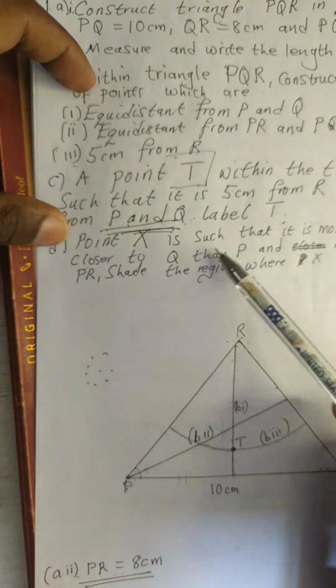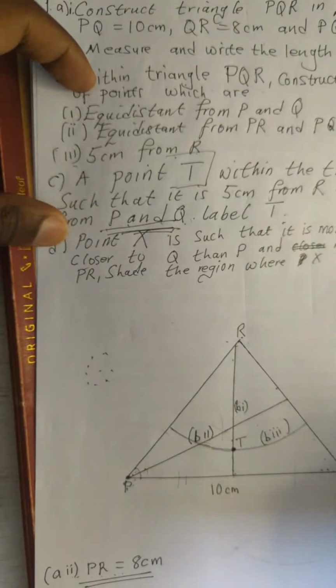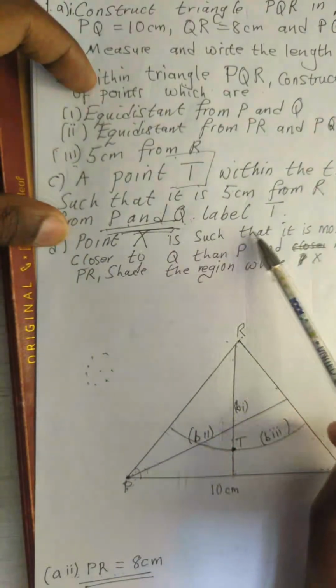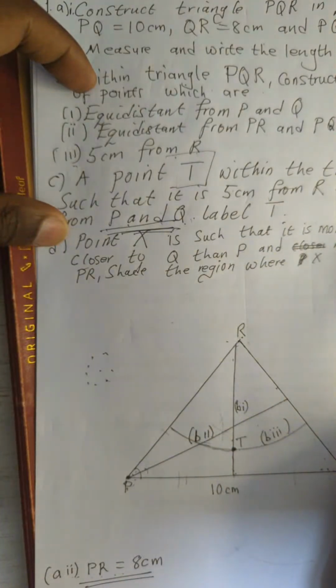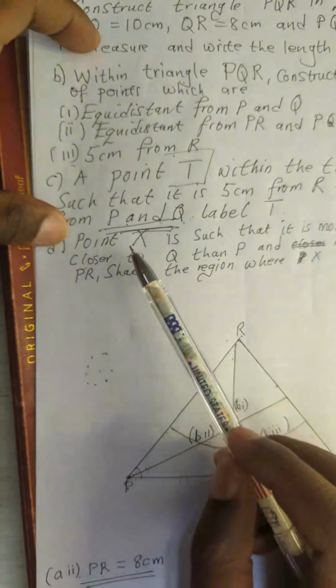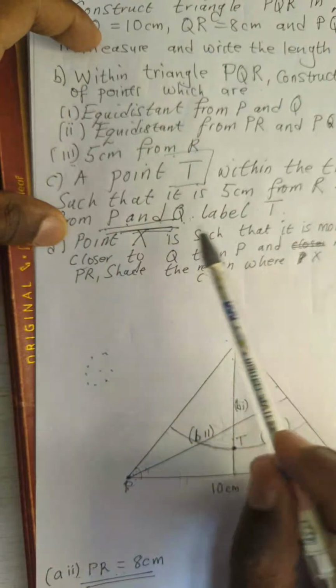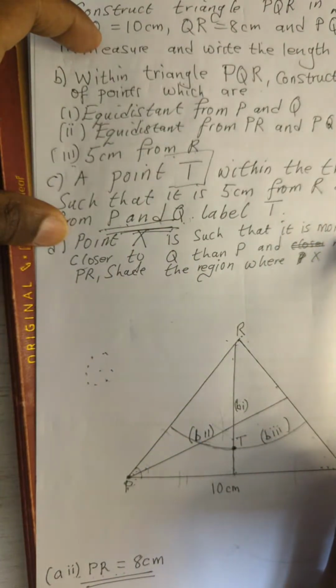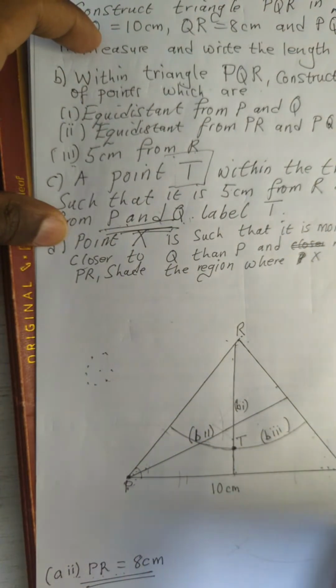D, point X is such that it is more than or equal to 5 centimeters from R. So we're looking for a point called X. This point X is more than or equal to 5 centimeters from R.